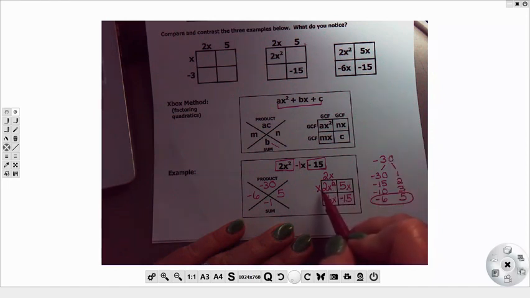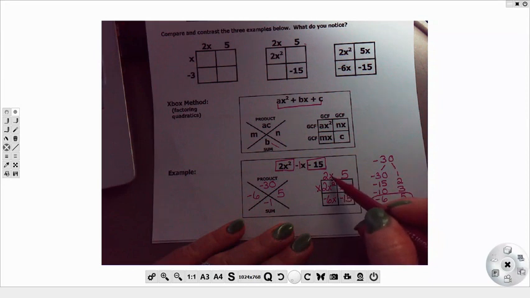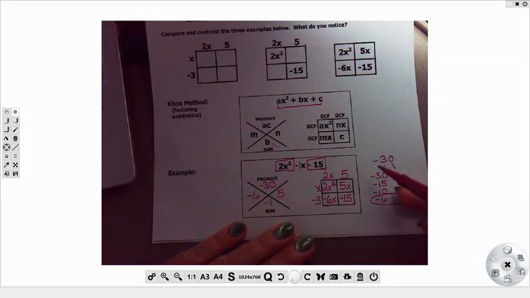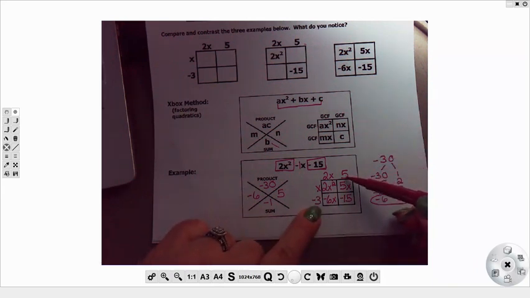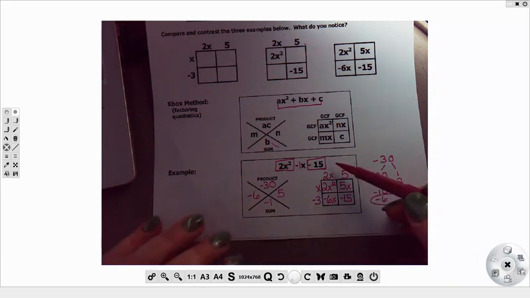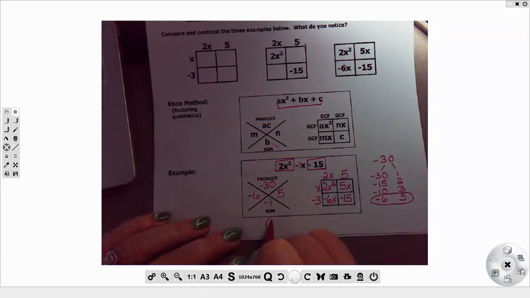Then I need to think about how do I go from x times what would give me 5x? Well, that would have to be a positive 5. If I have 2x times what would give me negative 6x? That would have to be a negative 3. And then I would check it, and I would say negative 3 times 5 would give me negative 15. So the factors for this quadratic, for this polynomial, would be 2x plus 5 times x minus 3.